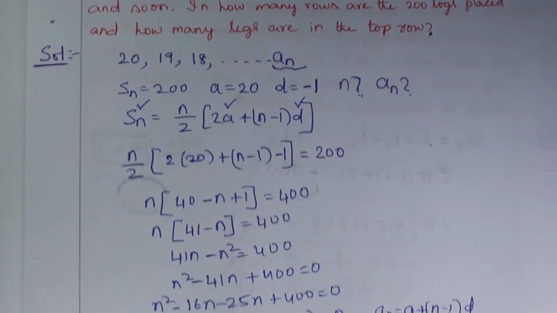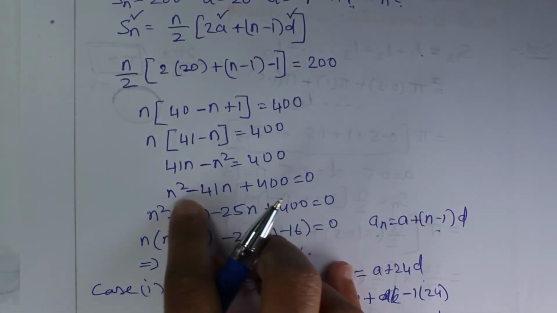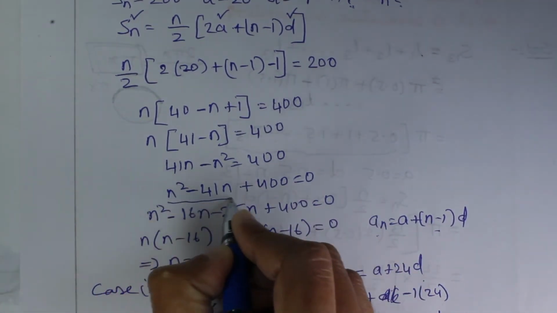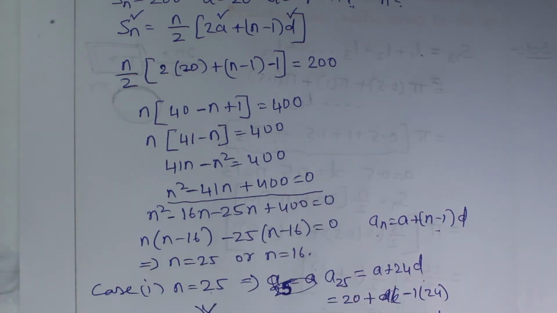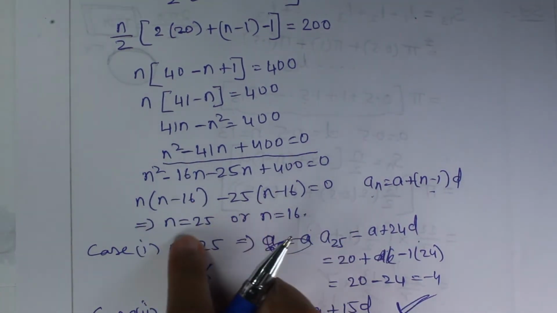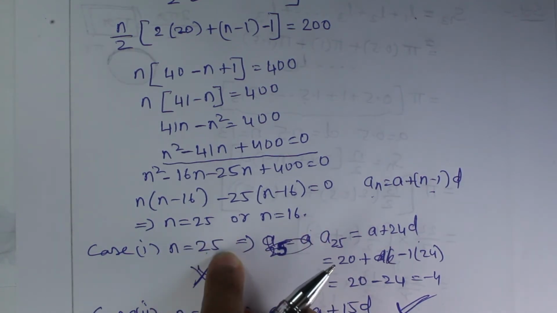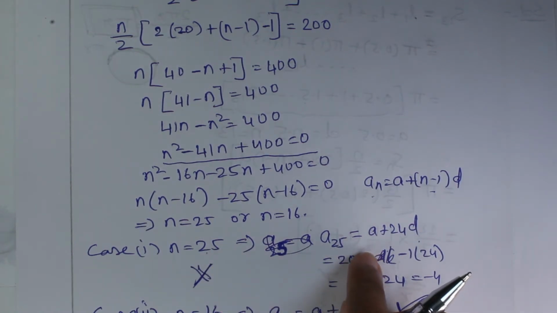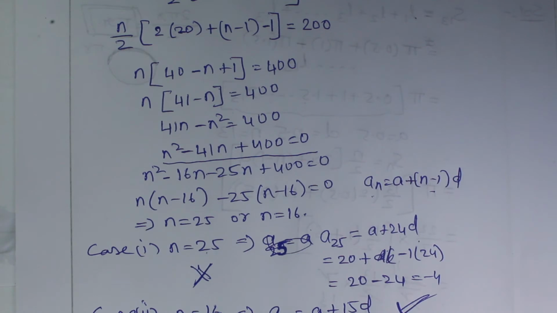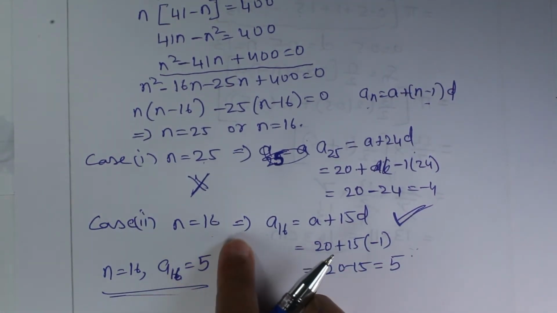I have substituted the values and I got a quadratic equation, n square minus 41n plus 400 is equal to 0. I have factorized this equation and I got the values as n is equal to 25 and n is equal to 16. If I take the case of n is equal to 25, that is 25 rows, I am getting the number of logs in the top row as minus 4. This is not possible. Number of logs cannot be a negative number. So I am considering the value n is equal to 16.